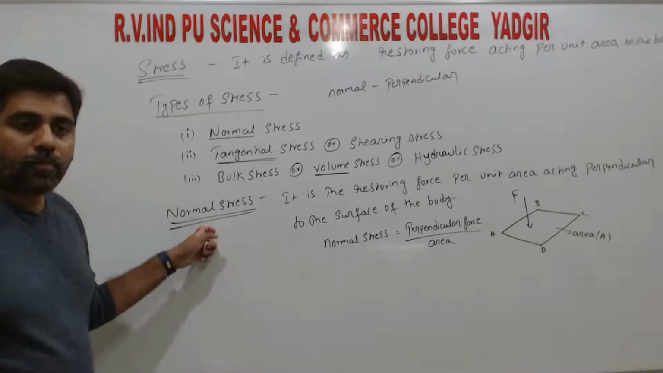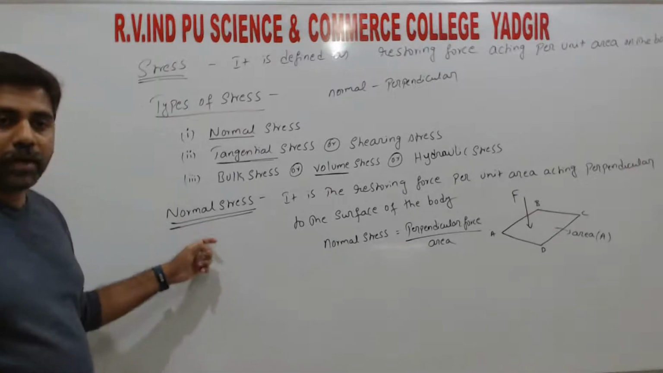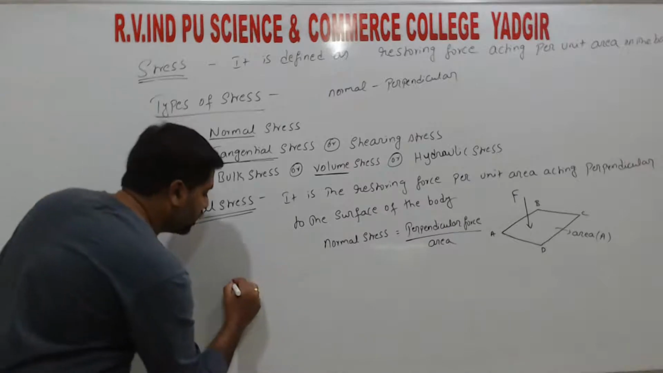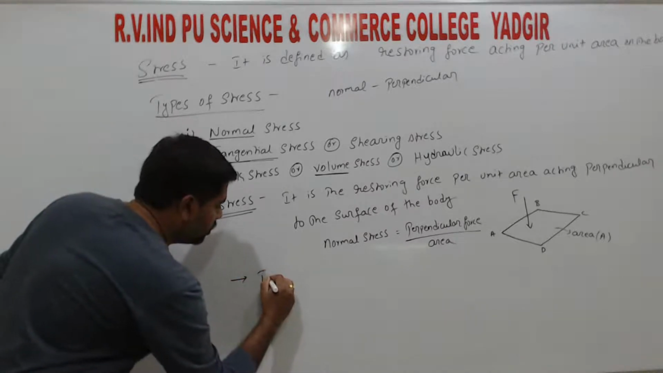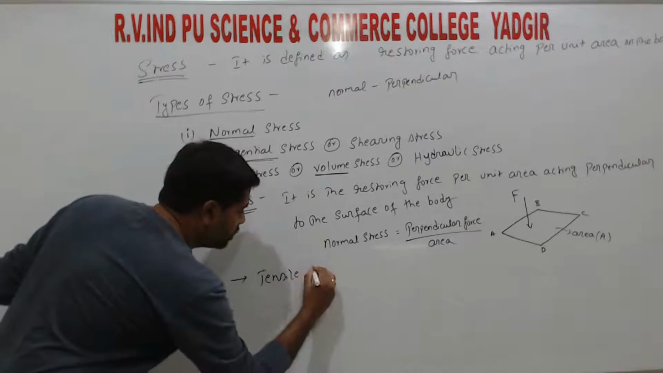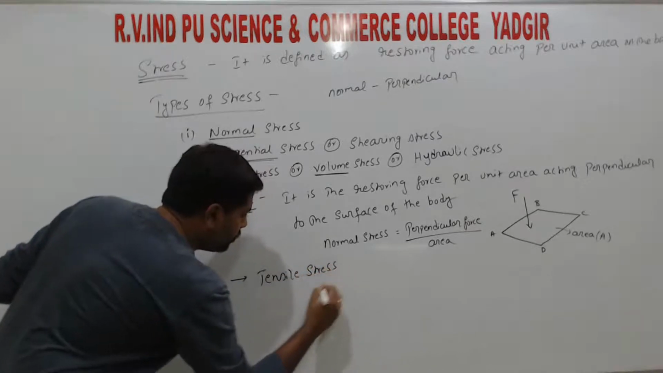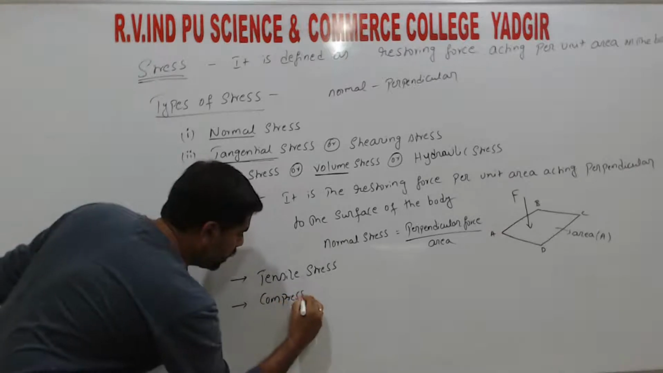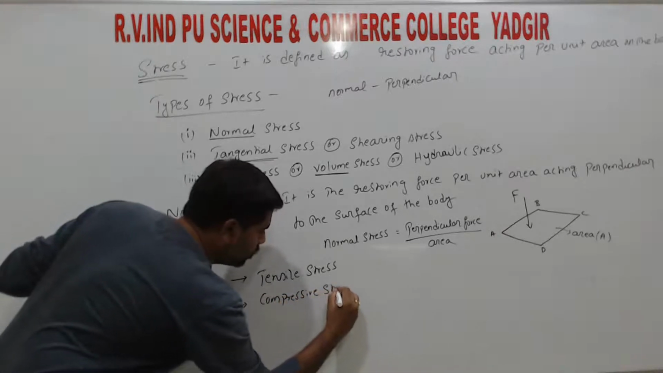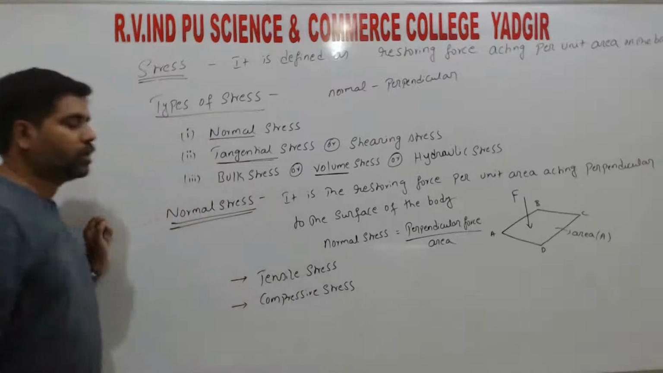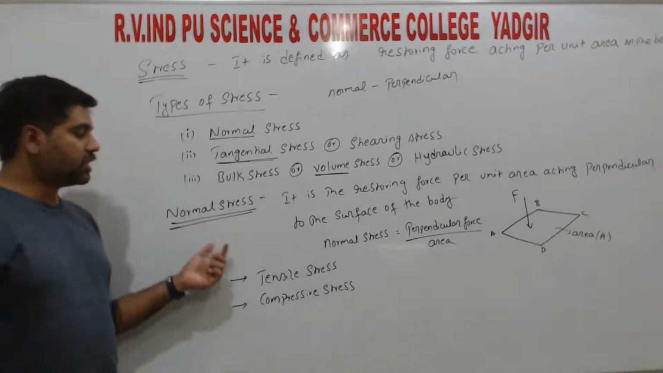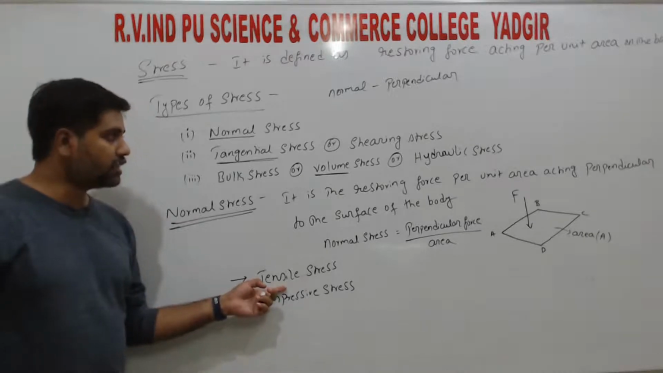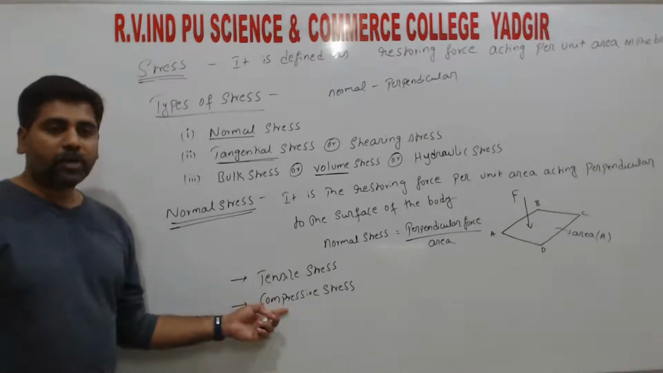So again, the normal stress is classified into two types. We were classifying normal stress into two types. In that, the first one is tensile stress, and the second one is compressive stress, right? So the normal stress is again classified into two types. One is tensile stress and another one is compressive stress.